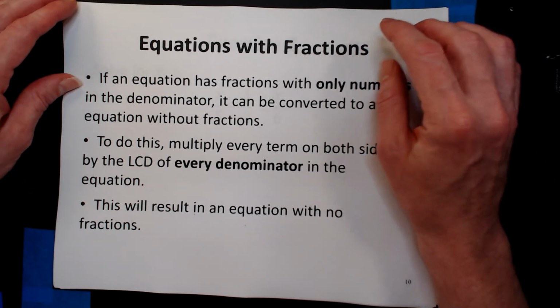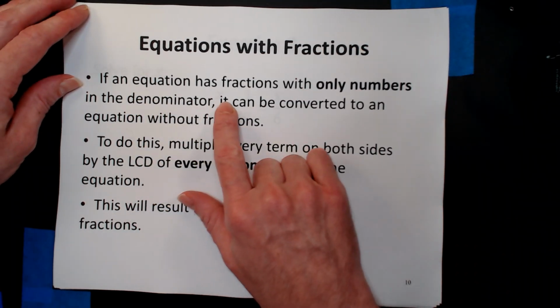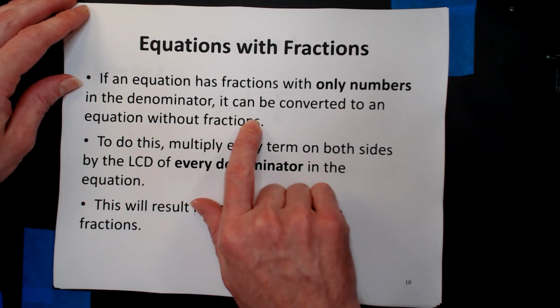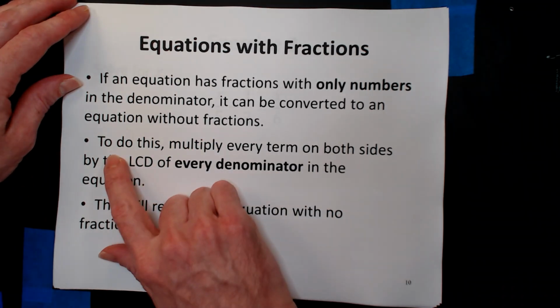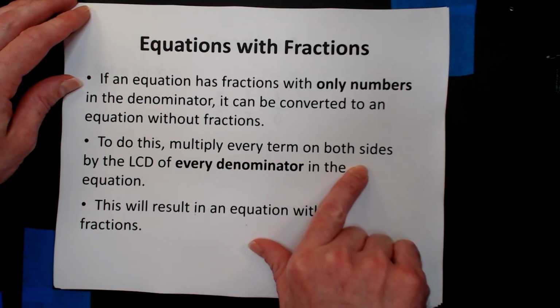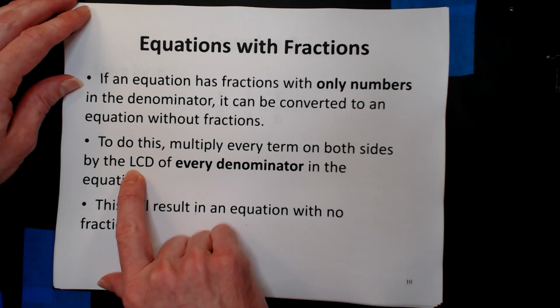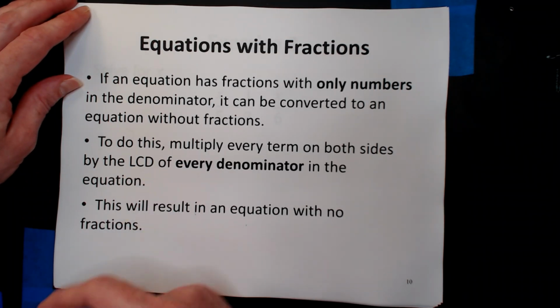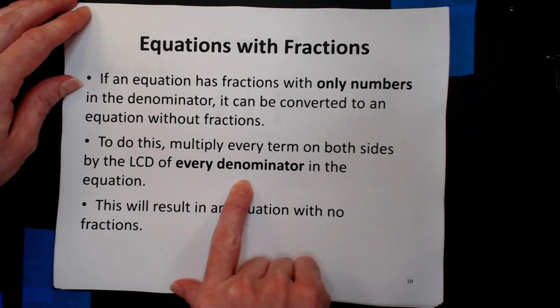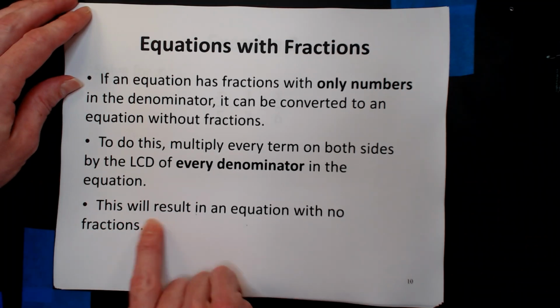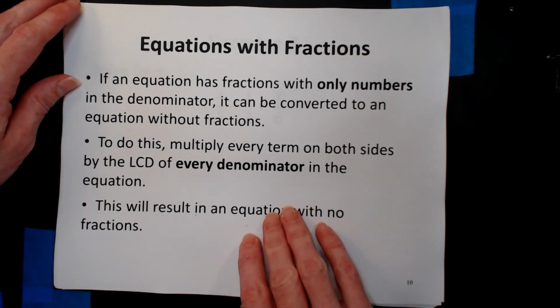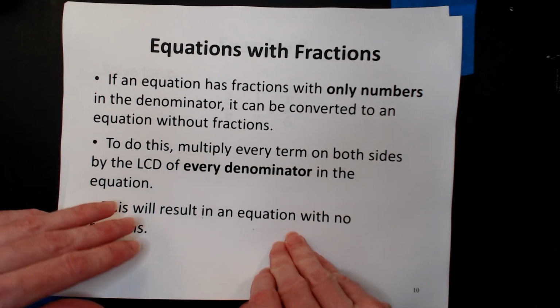Equations with fractions. If an equation has fractions with only numbers in the denominator, it can be converted to an equation without fractions. To do this, we multiply every term on both sides by the least common denominator, or LCD, of every denominator in the equation. This will result in an equation with no fractions. Sorry.